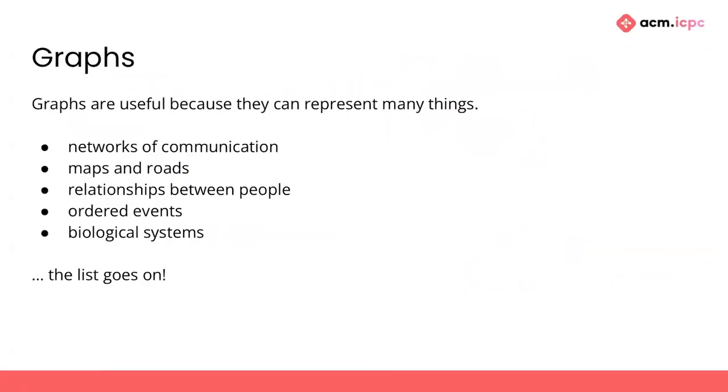And why are they useful? Graphs are often used to represent many types of relationships. For example, networks of communication, maps and roads, relationships between people, ordered events, biological systems, and many others.